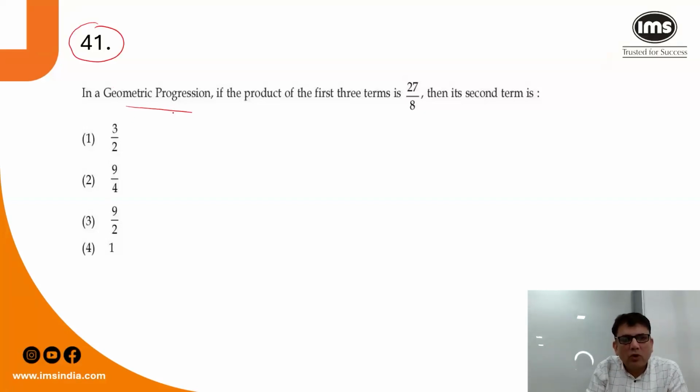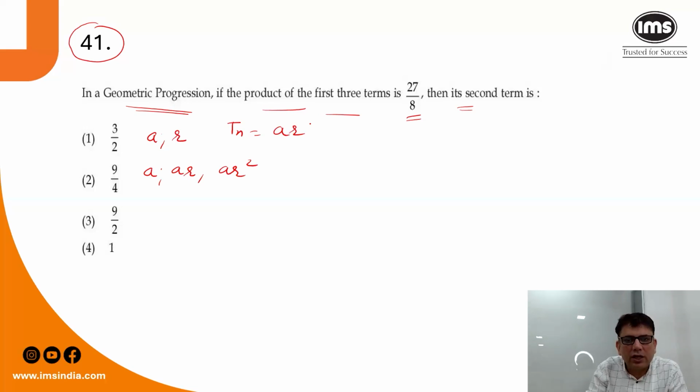In a geometric progression, if the product of the first three terms is 27 by 8, then its second term is. So see, in GP, you have a first term and you have a common ratio. So you can suppose the terms this way also. Let's say first term is A, second term is AR, third term would be AR square. The nth term of a geometric progression is AR to the power n minus 1.